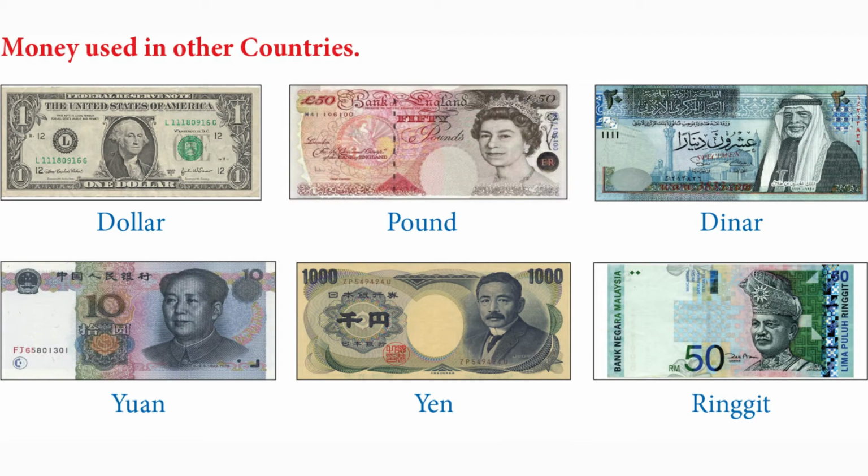And then let's look at some of the different money that is used in other countries. Here we have dollar, we have pound, we have dinar and so on. So each country has different currencies. Like how in India, we call it rupees. But when we go to another country like America or Australia or Africa, we have different currencies. They call it in different ways.